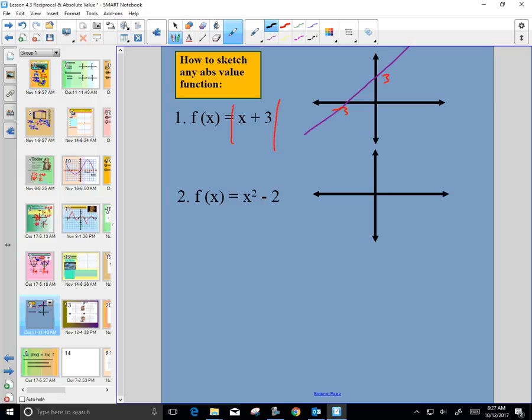Which part stays the same? The positive part. So this part, good. I don't like that color. I like this one. Okay. What happens to this negative part? What does it do?